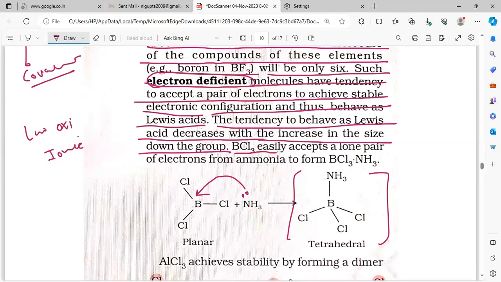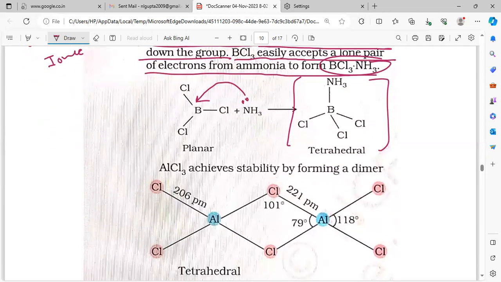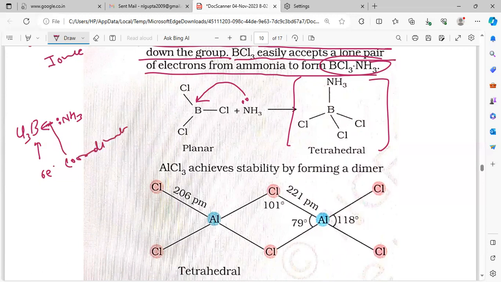Here you see, BCl3 easily accepts the lone pair of electrons from ammonia, forming BCl3·NH3. In BCl3, how many electrons are there? 6 electrons, and it requires 2 more. In NH3, one lone pair of electrons is there. It is donated to BCl3. What bond is formed? A coordinate bond. Can you see? Yes, sir, I can see.